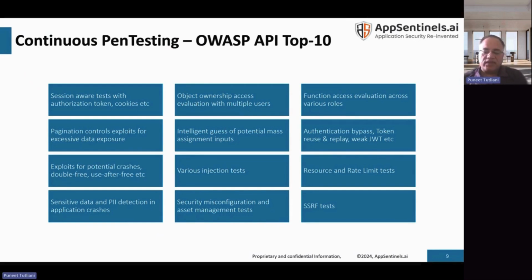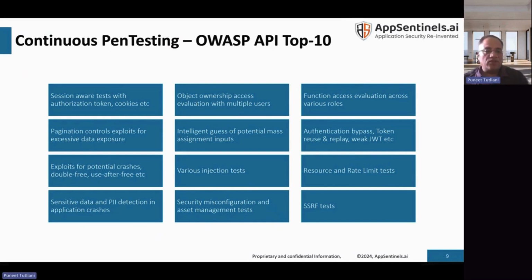So if I extend the argument of the marketplace, if you have a buyer role and a seller role, a buyer role should not be able to call the seller API. So that's something which the tool should be able to understand and test on its own, because security engineers or the quality assurance teams of the organization may or may not be testing all of these things comprehensively.